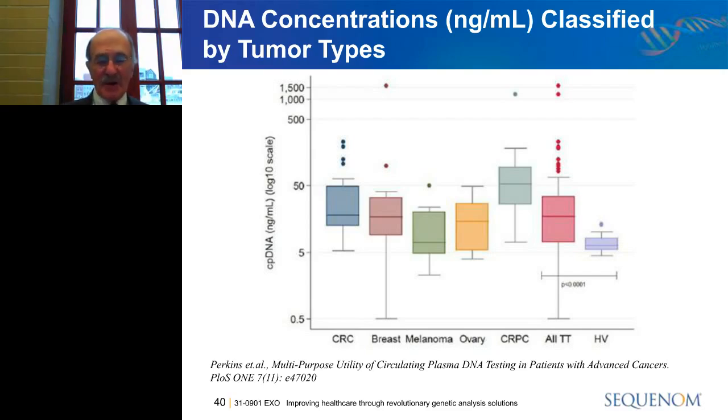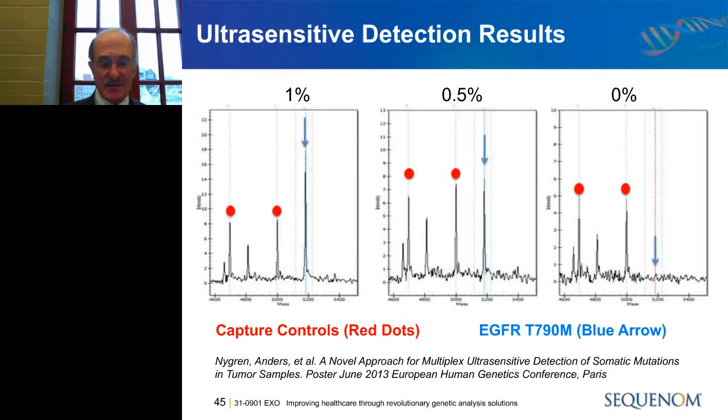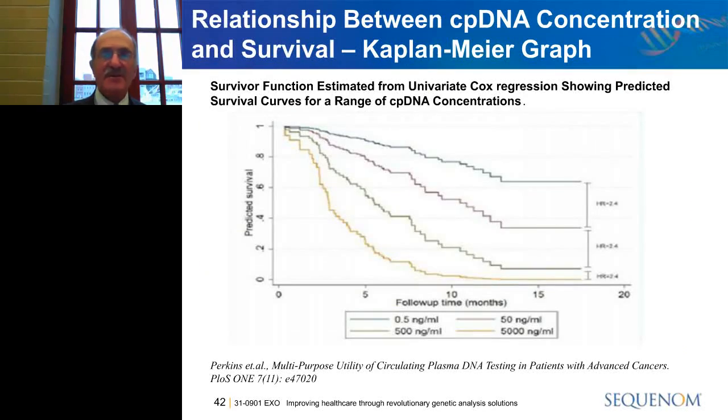Now, if you combine all these results, you can ask the question, does the total DNA concentration in blood, is that a parameter with any clinical value? And it turns out that it is very valuable. So patients with low total DNA blood concentrations have a very good prognosis, and patients with high DNA concentrations in plasma have a very poor prognosis.